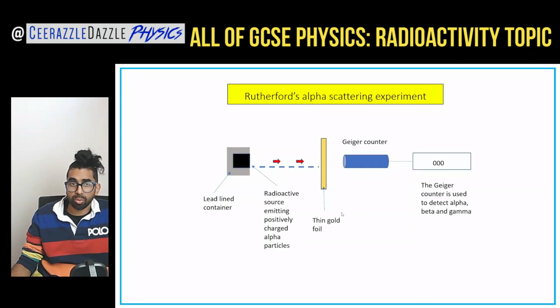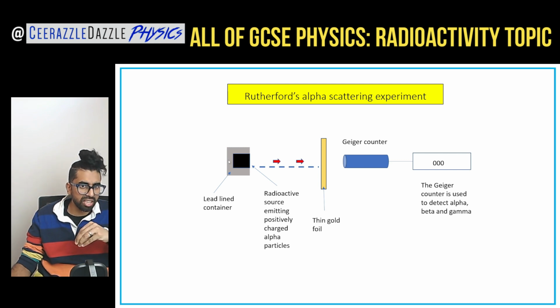Right, how on earth did we get to Rutherford's model? It's going to be via the Rutherford alpha scattering experiment. So what he did was this. He took a radioactive source which was going to emit alpha particles. For now, just accept that these are some radioactive particles which are positively charged. So positively charged particles are coming out of this source over here.